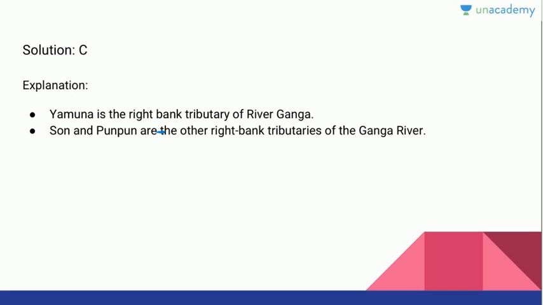So Yamuna is the right bank tributary of river Ganga, and Son and Punpun are the other right bank tributaries of the Ganga river. So answer is C.